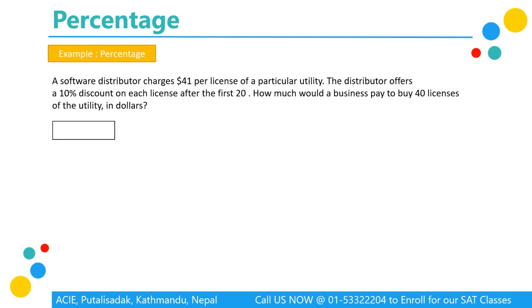A software distributor charges $41 for a license of a particular utility. The distributor offers a 10% discount on each license after the first 20. How much would a business pay to buy 40 licenses of the utility in dollars? So first line को के भनेको छ, $41 चाहिँ लाग्छ to make a license for a certain utility है, तर first 20 बनाइसकेपछि चाहिँ we get a discount of 10%. How much would a business pay to buy 40 licenses of the utility in dollars?